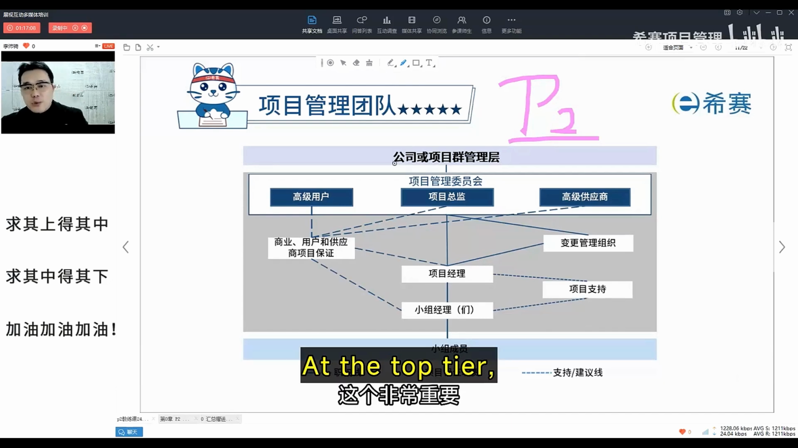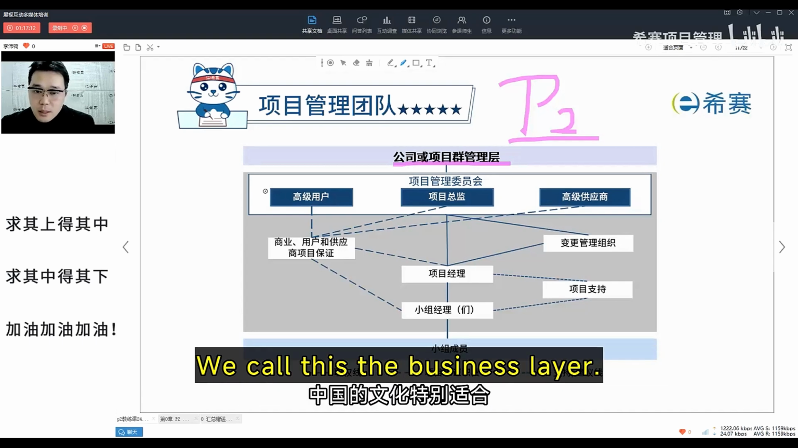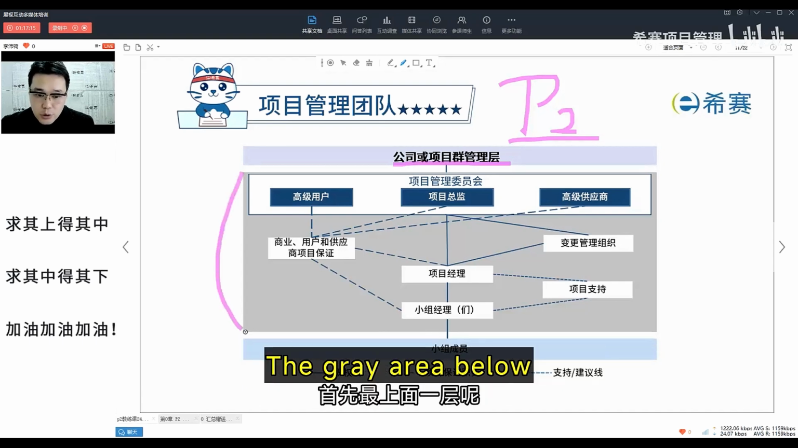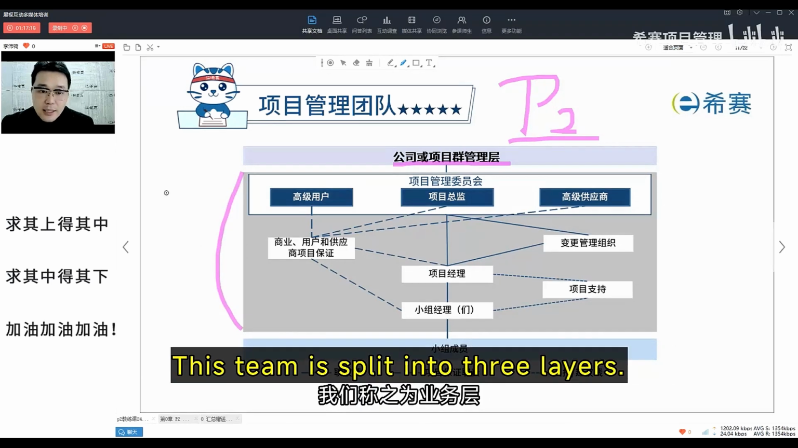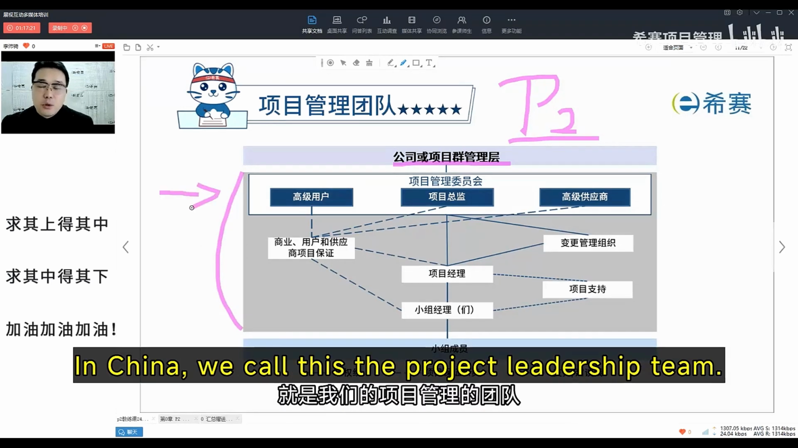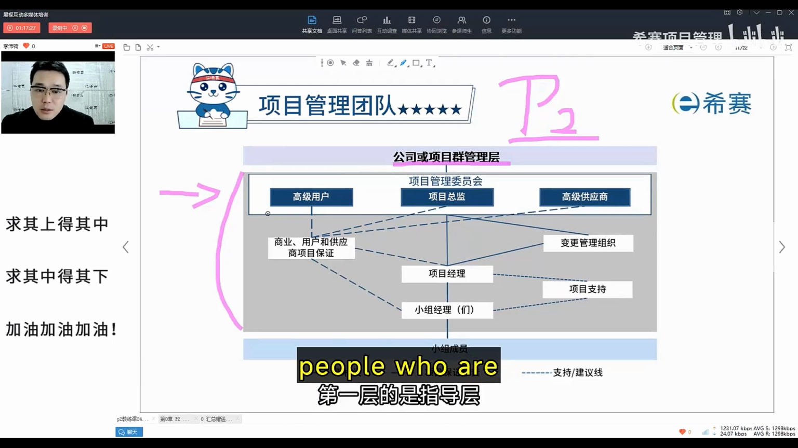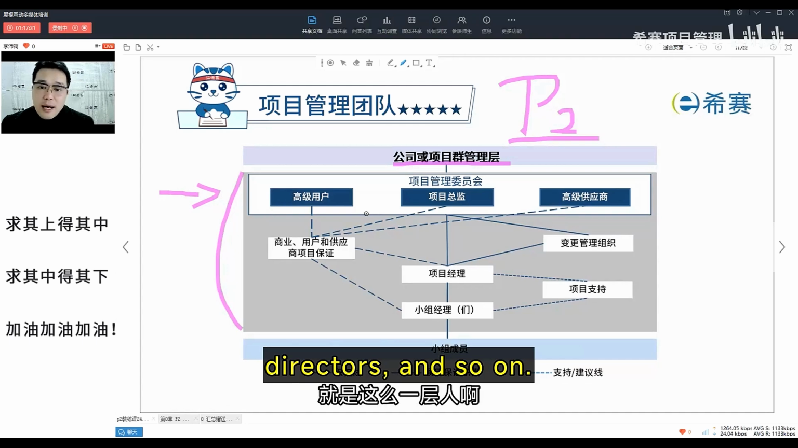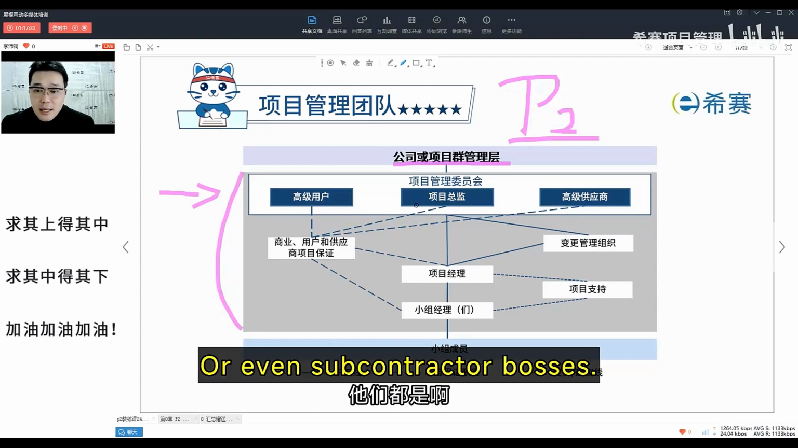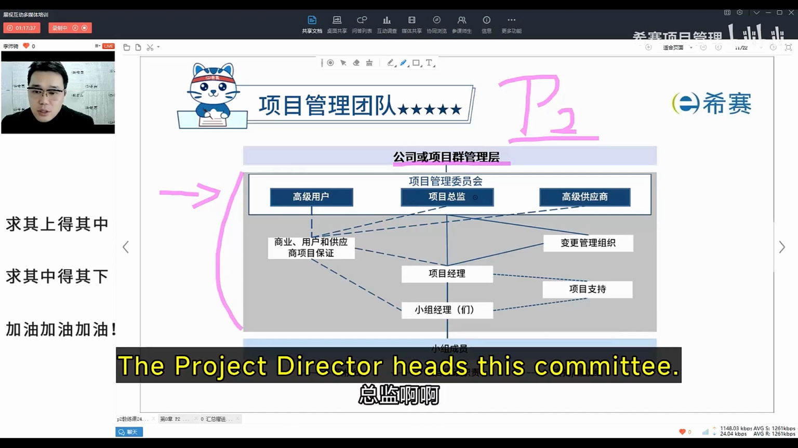At the top tier, we have the company's project portfolio. We call this the business layer. The gray area below represents our project management team. This team is split into 3 layers. The top layer is the steering committee. In China, we call this the project leadership team. This group consists of people such as the vice president, directors, and so on, or even subcontractor bosses. These individuals are part of the project management committee. The project director heads this committee.